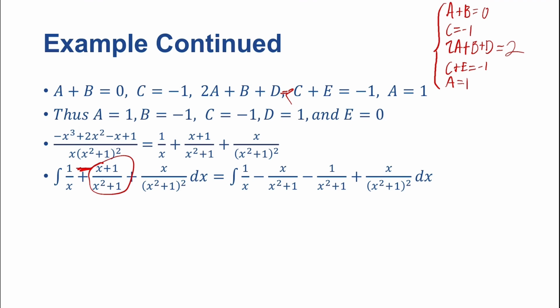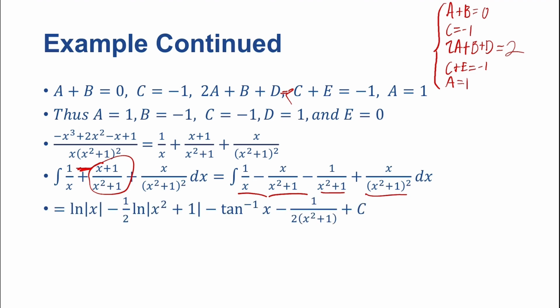Now this is an ln integral, that's a u-sub integral, that's an arctangent integral, and that's another u-sub integral. Let's do all this out, and we get natural log of absolute value of x minus 1/2 natural log of absolute value of x squared plus 1, minus inverse tangent of x, minus 1 over 2 times x squared plus 1, plus C. All right, that's all we've got for partial fractions.